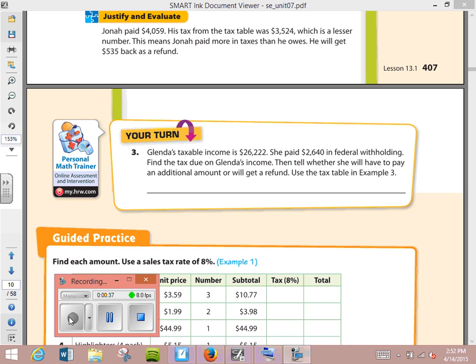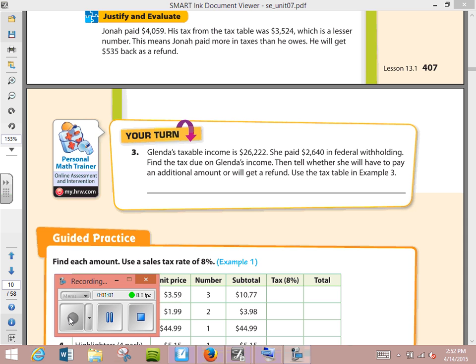So let's read the question. Glenda's taxable income is $26,222. She paid $2,640 in federal withholding. Find the tax due on Glenda's income. Tell whether she will have to pay an additional amount or will get a refund. Use the tax table in example 3.